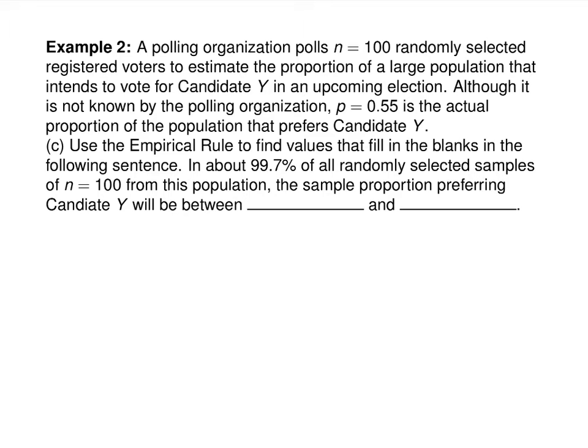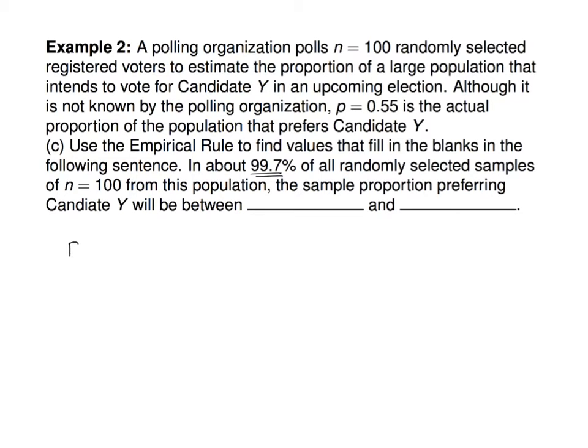Use the empirical rule to find values that fill in the blanks in the following sentence. In about 99.7% of all randomly selected samples of n equals 100 from this population, the sample proportion preferring candidate Y will be between blank and blank. Now remember that this occurs when you fall within 3 standard deviations from the mean.